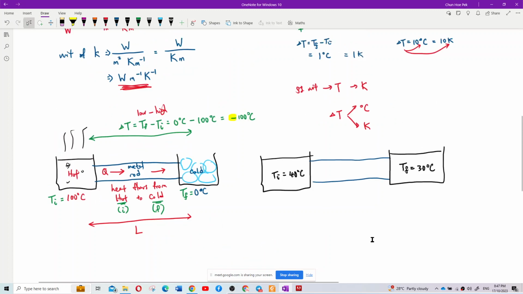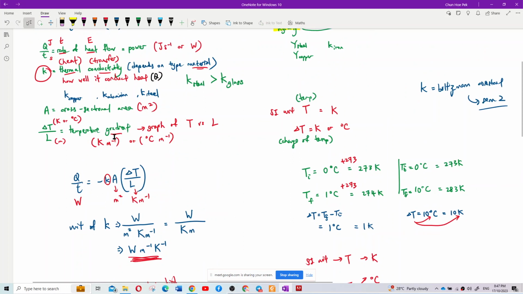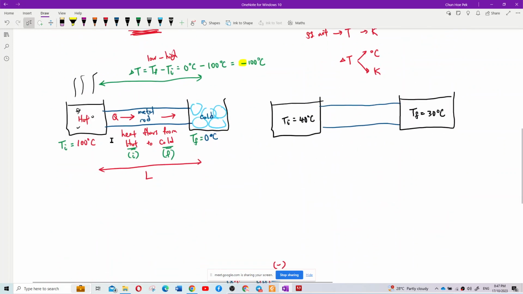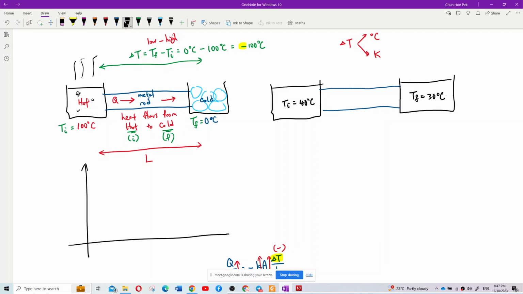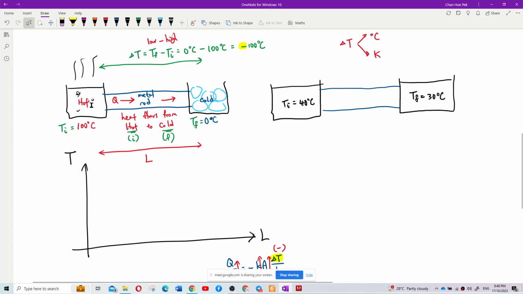Temperature gradient. So last time I talked about temperature gradient. Gradient means you refer to a graph. You must have a graph of temperature against distance. So for this example, I can make a graph. Temperature against L. So I can draw a graph from hot to cold.